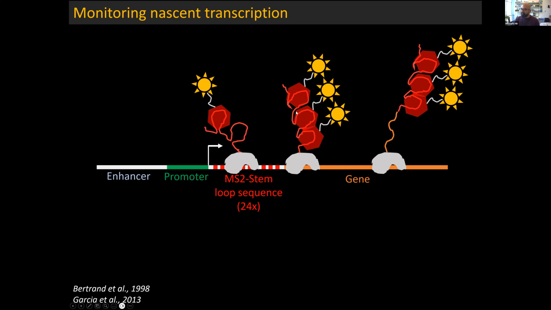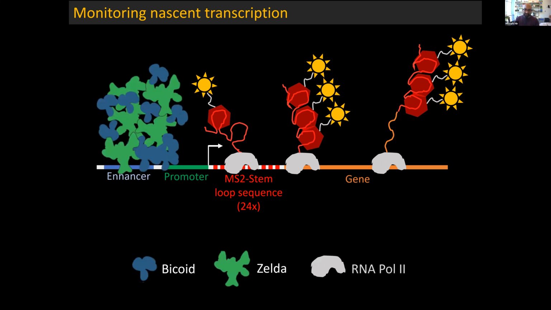And if we have multiple repeats of the sequence, we also have a readout of the level of transcriptional activity. So now combining this with our high resolution imaging, we can see how these transcription factor hubs are related to transcriptional activity.